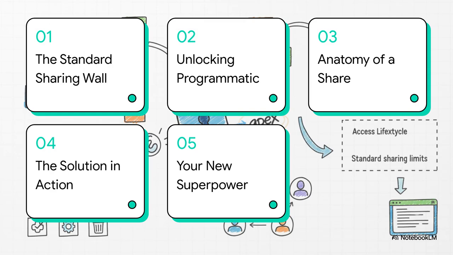So here's our game plan. First, we'll talk about that wall, the limits of standard sharing. Then we'll introduce the programmatic way to knock it down. We're going to break down how it works under the hood, see it solve a real-world problem, and then wrap up with why this is basically a new superpower for your developer toolkit.